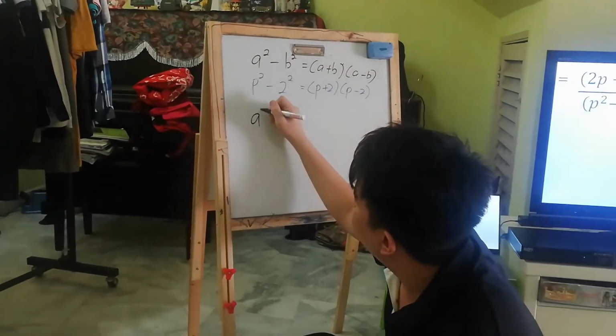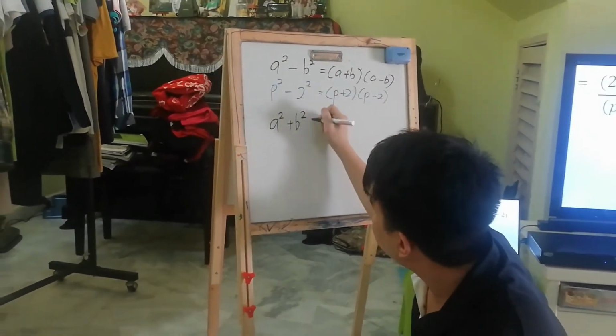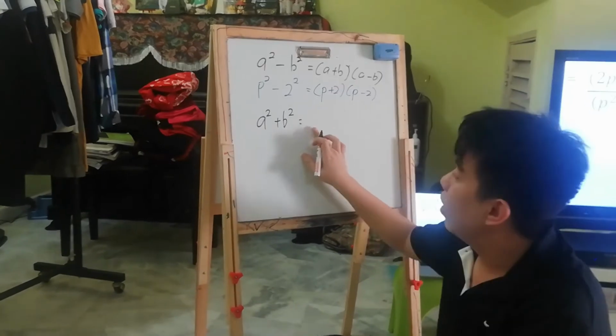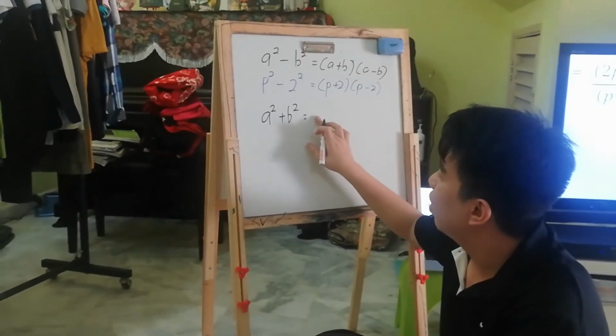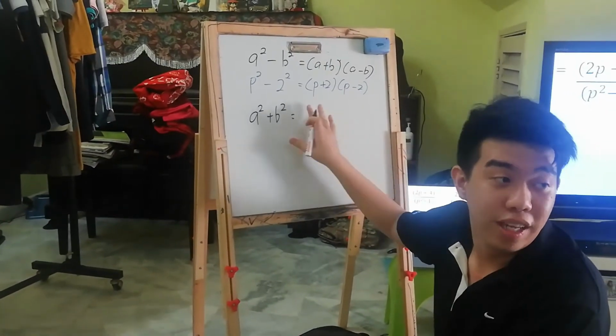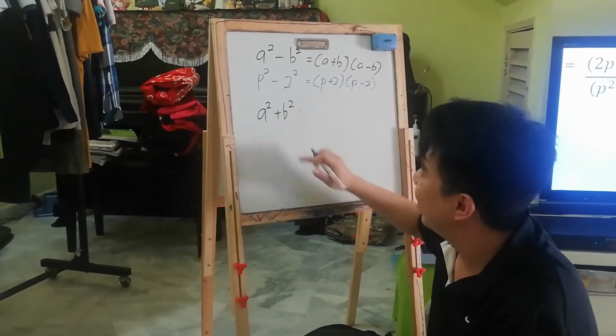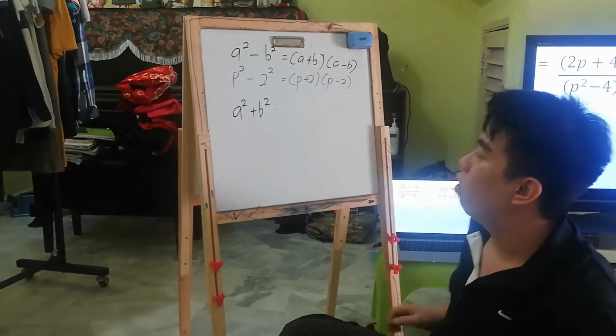Good question. a squared plus b squared. There's no formula for this. You do it manually. So let's say a squared plus b squared. How do you solve it?